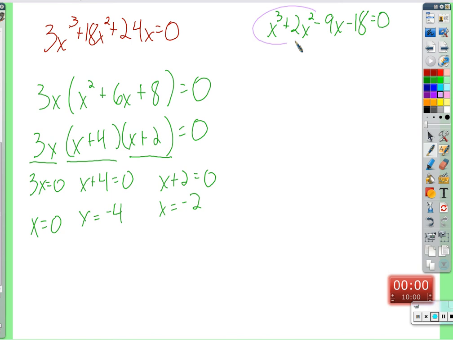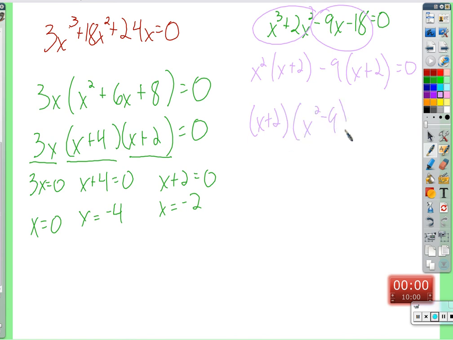We're going to group these two. X squared times x plus 2, minus 9 times x plus 2. So if we distribute it, negative 9x, negative 18. X plus 2 times x squared minus 9. Good factoring so far.